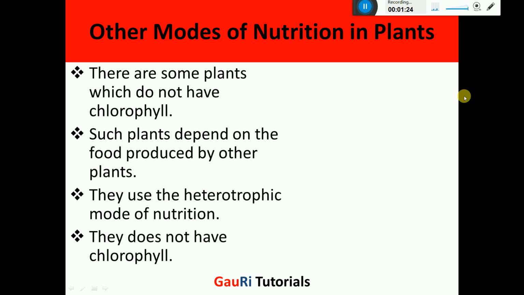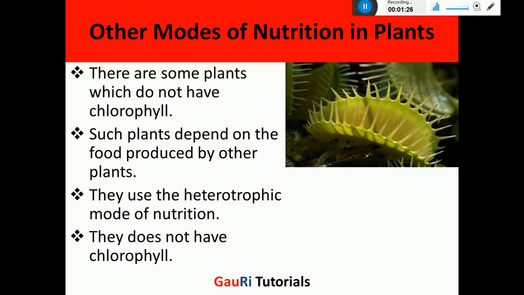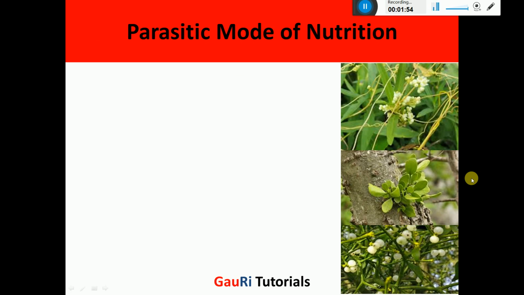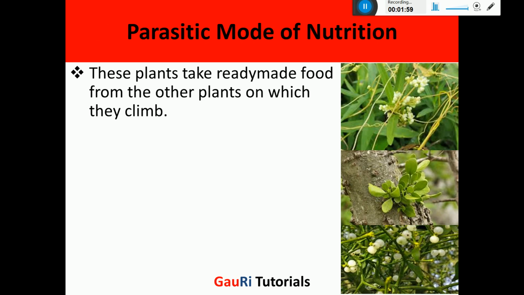They do not have chlorophyll. That is the reason they are not able to perform their daily routine activity of producing food completely with the help of this pigment. Now there are some examples. Like you can see here, this is an insectivorous plant. We will be studying about it in later slides. And here you can see there is fungi on the bread, that is also having a heterotrophic mode of nutrition.